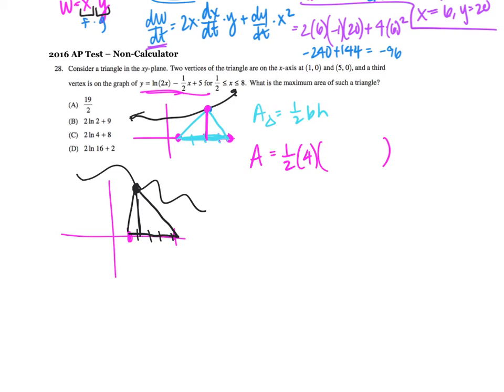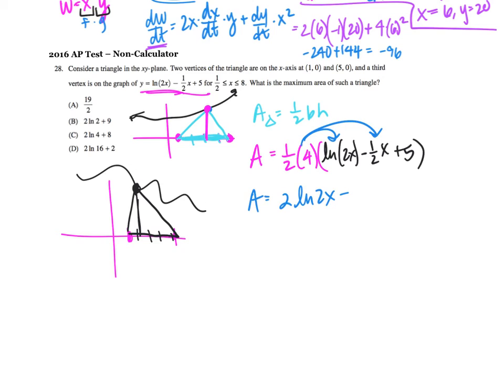So I'm going to go ahead and plug in that my function is ln of 2x minus 1/2 x plus 5. Well, I'm going to have to give myself some room. So this is the area of my triangle, okay? I'm going to simplify this a little bit before I do any calculus. So the area would be 1/2 of 4, which is 2. And I'd have 2 times the natural log of 2x minus, 2 times my -1/2 would just be minus an x, plus a 10.